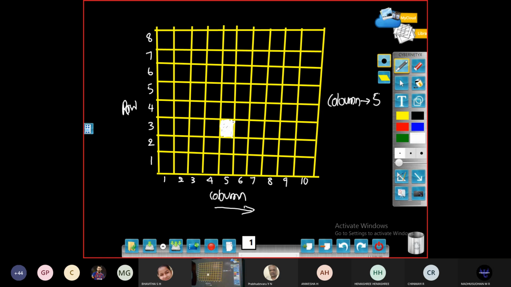Then after knowing the column, you will come to the fifth column. Then in which row is it? Whether it is in the first row, second row, third row, fourth row? Third row. So your position can be represented like this: 5, 3. That is 5, 3. This is your exact position.